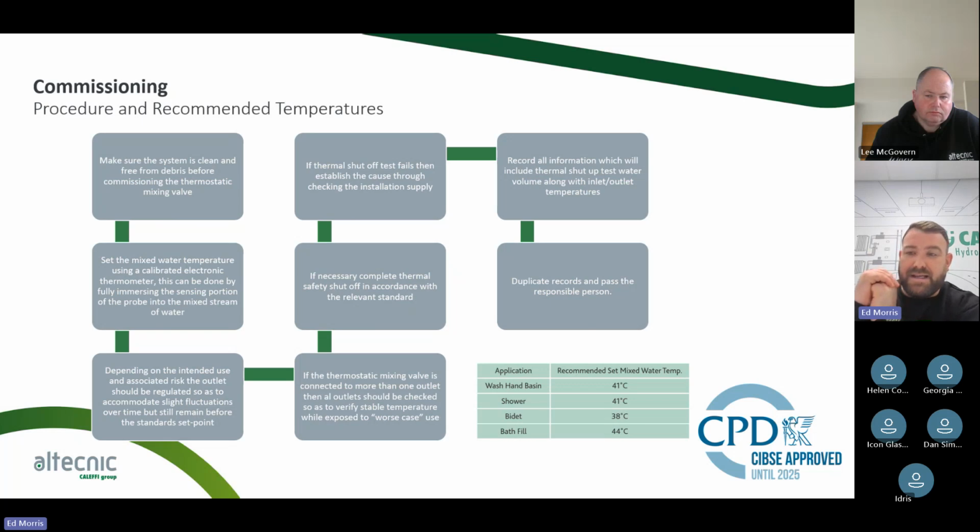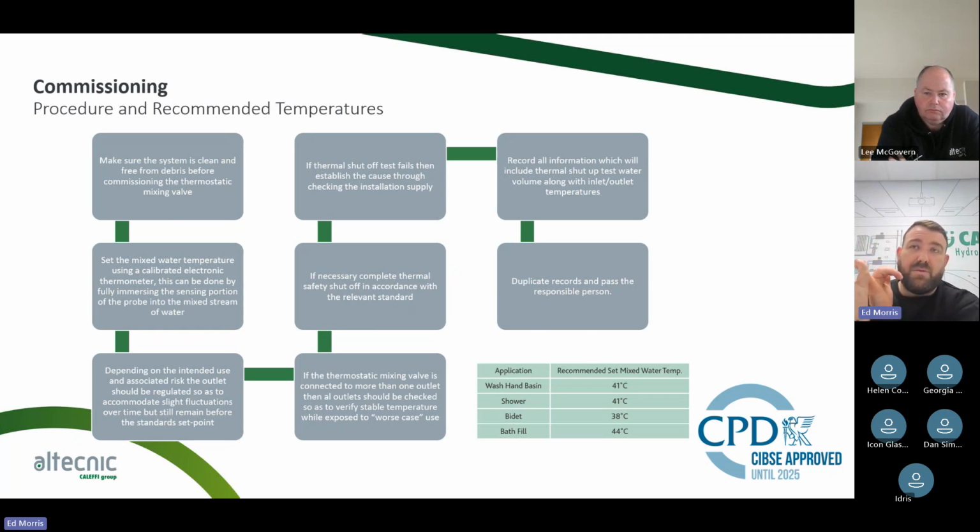So again, read the standards. Don't go off hearsay. Don't go off what your mate told you, who's done it for years. Make sure you're doing exactly what the standards state. If the thermal shut-off test fails, then establish the cause by checking the installation supply to make sure your hot water is hot.